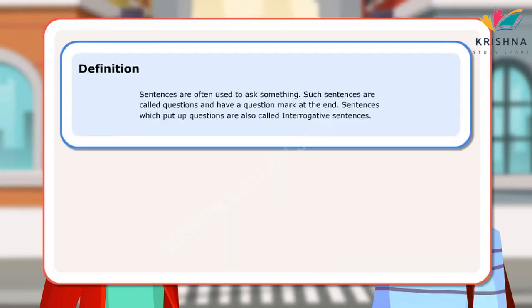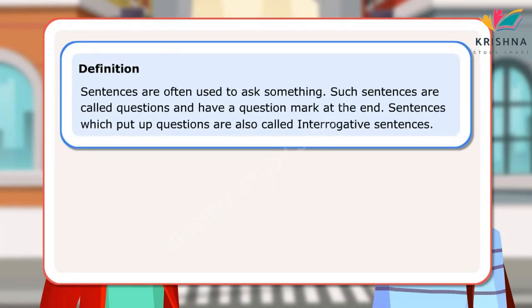Definition: sentences are often used to ask something. Such sentences are called questions and have a question mark at the end. Sentences which put up questions are also called interrogative sentences. Let us look at few sentences.